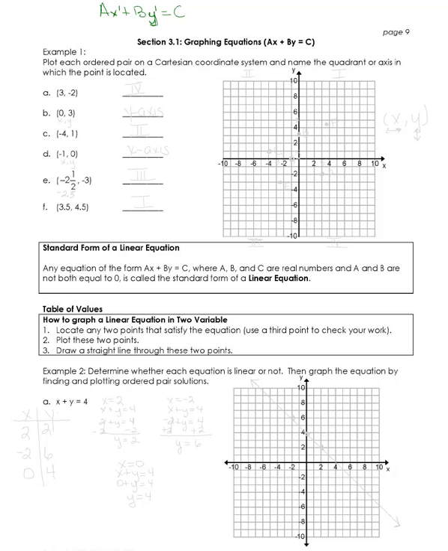Okay, so the first part of this is plot each ordered pair on the Cartesian coordinate system and name the quadrant or axis in which the point is located. So just a brief overview of the coordinate grid here. I know it's kind of hard to see on mine because I have lines on this, but yours is a lot better.